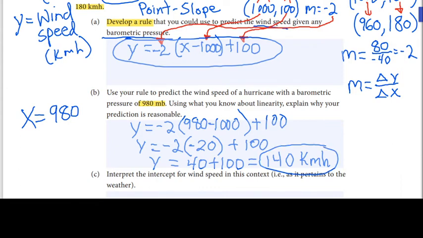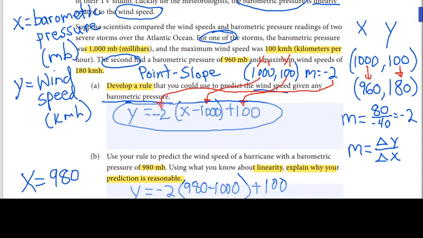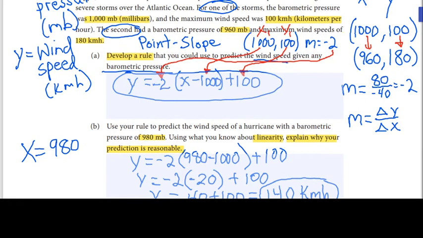But what it also asks me for, it says using what you know about linearity. Okay, it's all about lines, right? So explain why your prediction is reasonable. So we've got to explain why your prediction is reasonable, right? So in the explanation, I just have to notice a few things, pick some things out. So going up to the top right here, I wrote these things down.